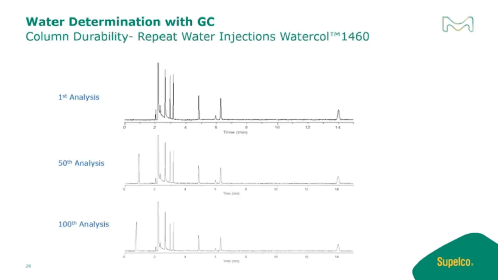We can look at durability. This is just an example of some work that we've done with the Watercol 1460, where we just shot water, kept shooting water on the particular columns and looking at the elution pattern, looking for deterioration, and you can see easily 100 analyses. Dan Armstrong's group has reported doing over a couple thousand analyses using water injections on the various Watercol phases, so they are very stable to water injections.